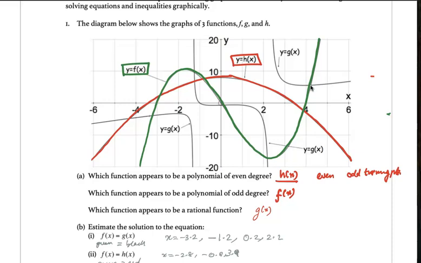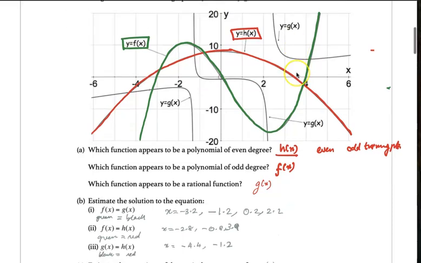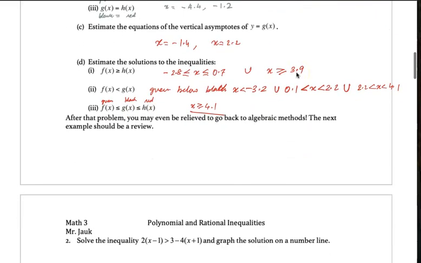So it's good you need to put colors, otherwise they will all look the same. After that problem you may be relieved to go back to the algebraic methods. Yeah, we are indeed relieved because there's too much to see.